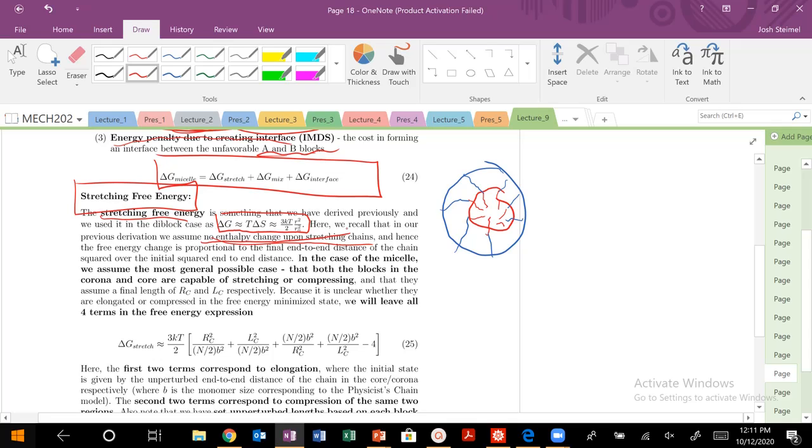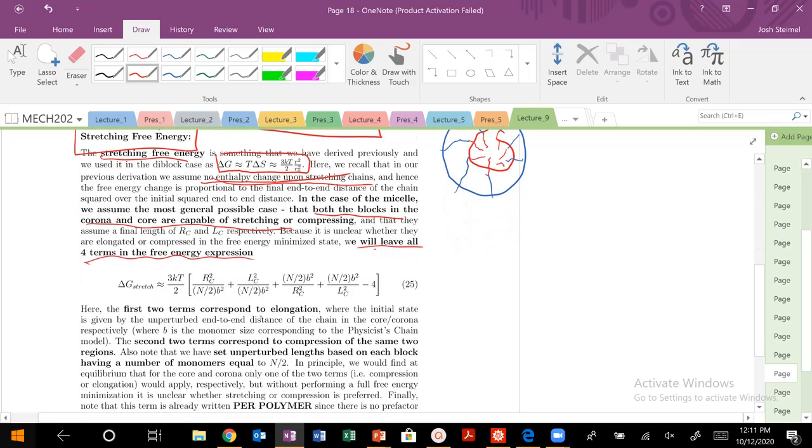So in the case of our micelle, we're going to assume the most general case possible, i.e. the blocks in both the core and the corona can be stretched or compressed, depending on the situation that we're dealing with here. So if we assume this most general case, we have 4 terms in our energy compression. So our RC, so the radius of our core.